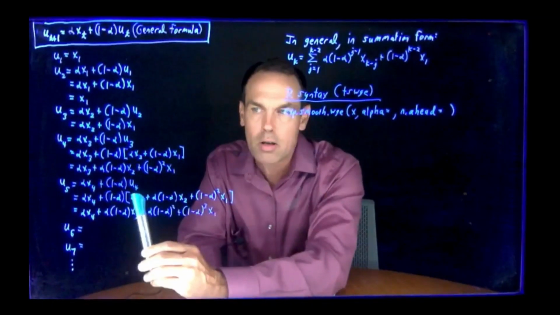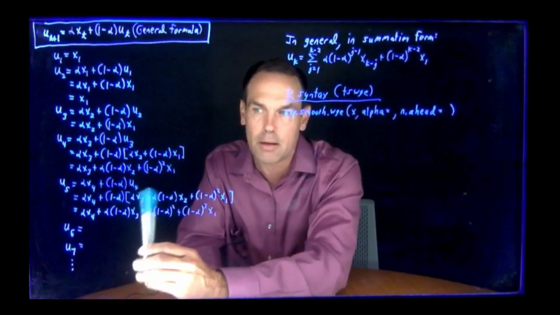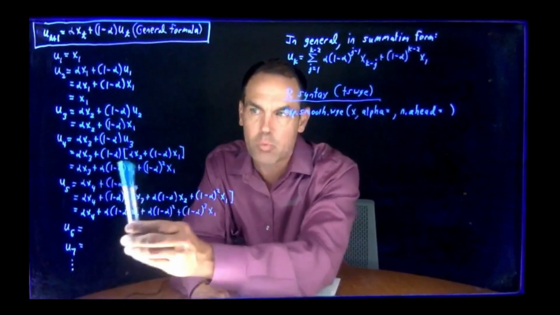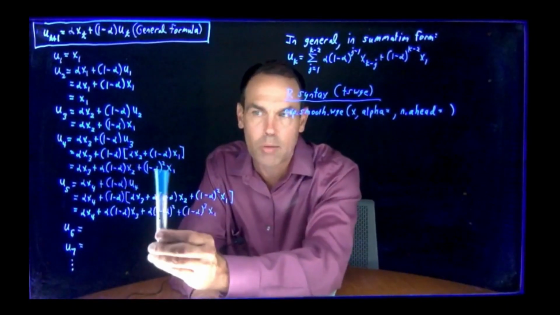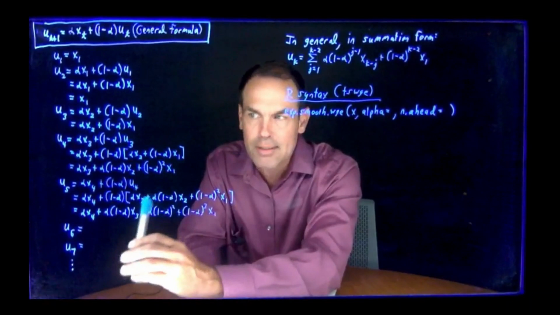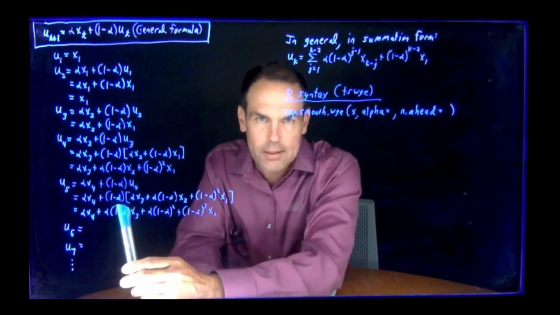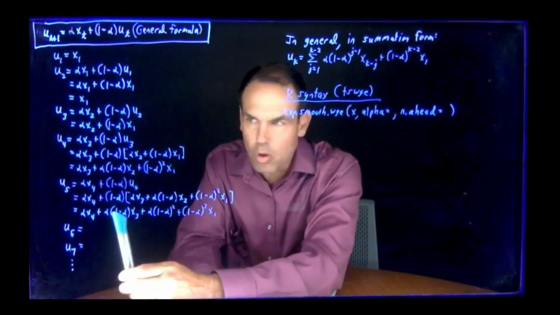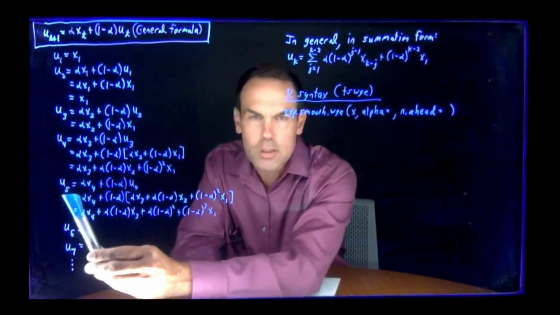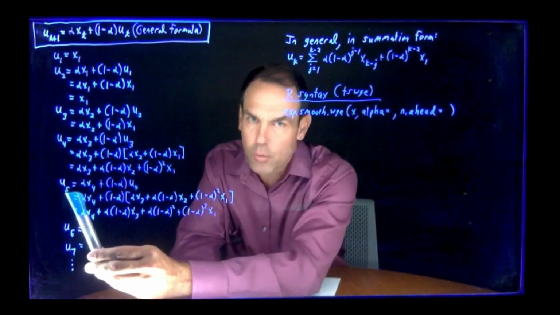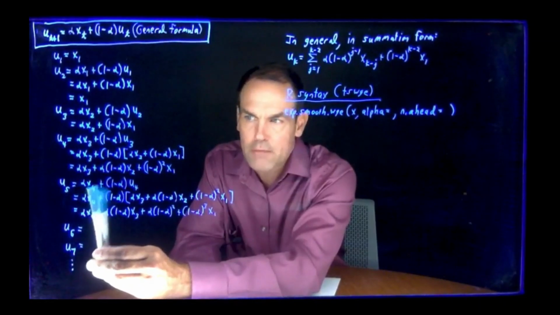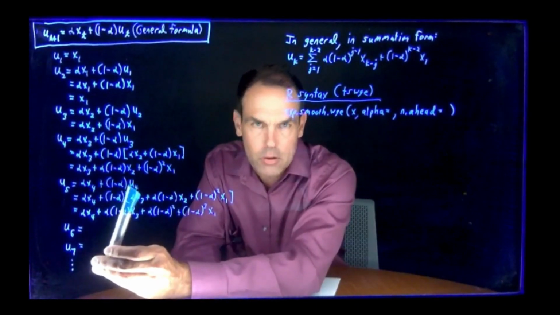That's one pattern. Another pattern that looks to be beginning to reveal itself is 1 minus alpha to the first, 1 minus alpha to the second. Let's take it down one more time. Let t be 5, and we'll definitely see the pattern become even more clear. If you're looking for u sub 5, you're saying that t equals 4. So we have alpha x4 plus 1 minus alpha times u4.